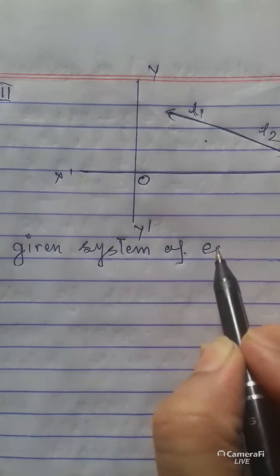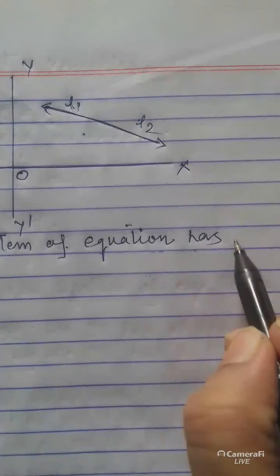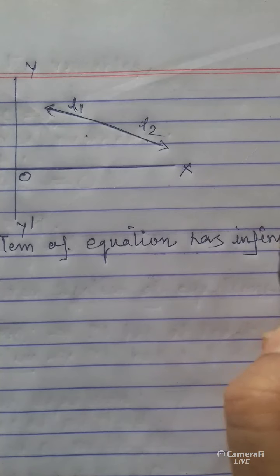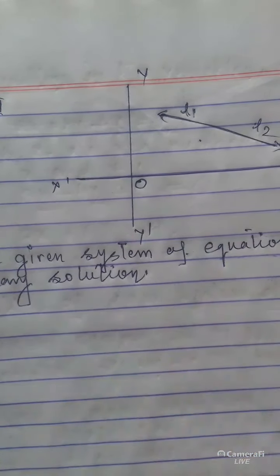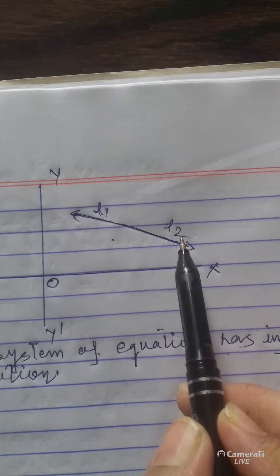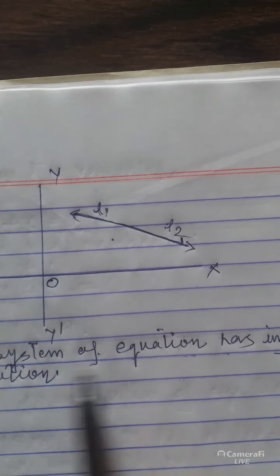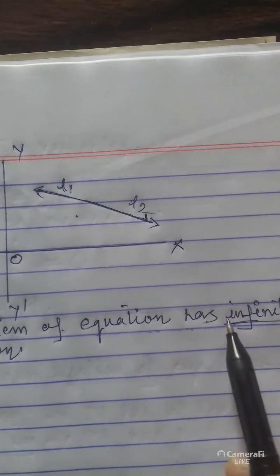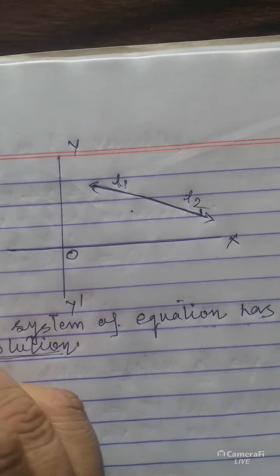Then we say the given system of equations has infinitely many solutions. If two graph lines L1 and L2 are coincident, when two graph lines L1 and L2 coincide, then we say the given system of equations has infinitely many solutions. This is case 2.